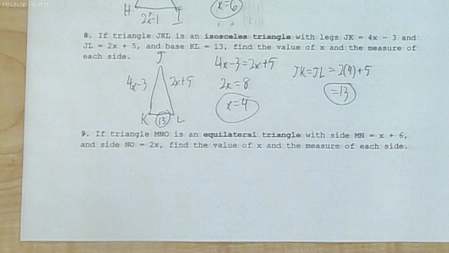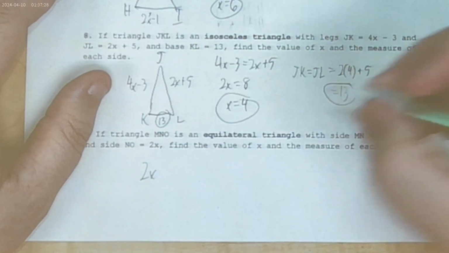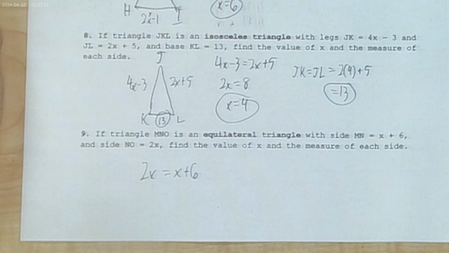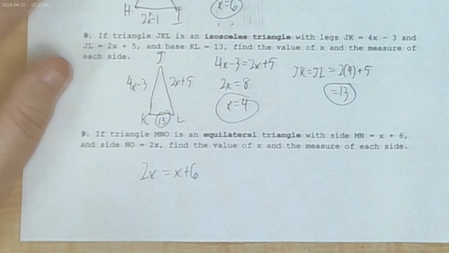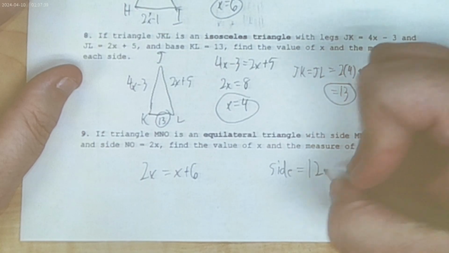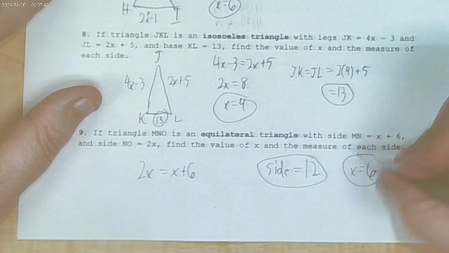All right, so MNO is an equilateral triangle with sides MN, x plus 6, and side NO, 2x. Find the value of x. All right, 2x equals x plus 6. Oh, for crying out loud, I don't even have to do algebra for this. So each side is 12. Each side is 12, and x equals 6. And it's like, I don't even have to do math for this.